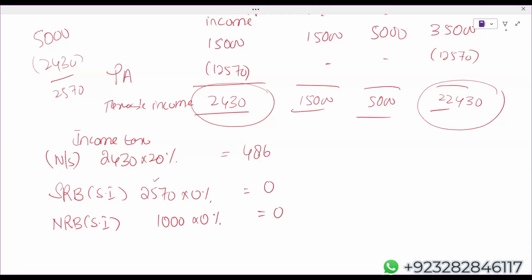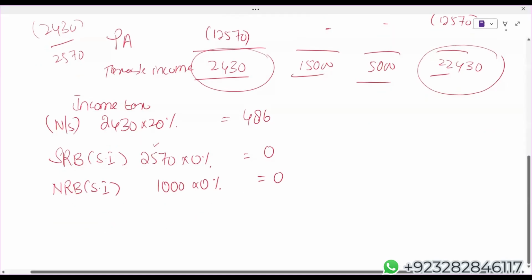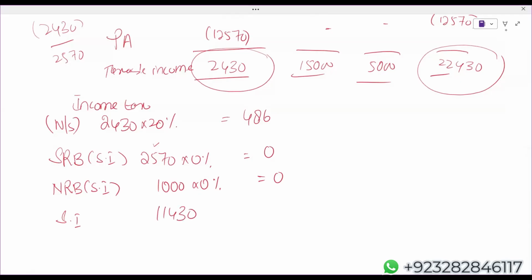Out of 15, we have taken 2,570 in the starting rate band, 1,000 in the nil rate band. How much is left? 15 minus 2,570 minus 1,000. Obviously, saving income still left is 11,430. Definitely 11,430 falls in the basic rate band. Applicable rate is 20%. I'm getting 2,286.